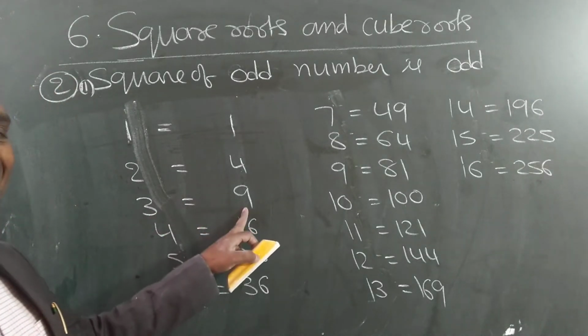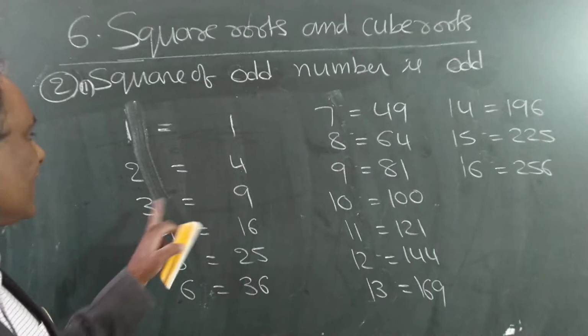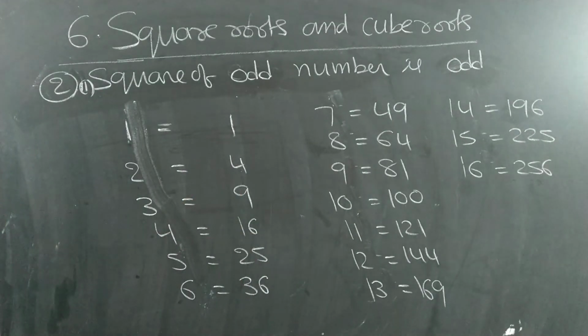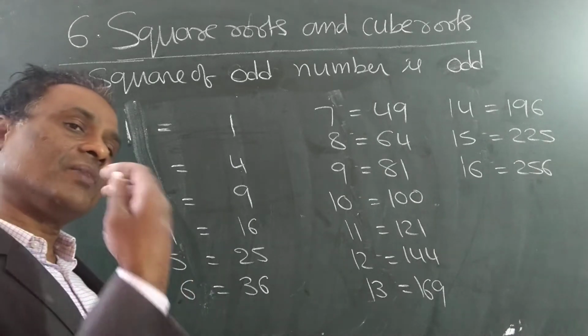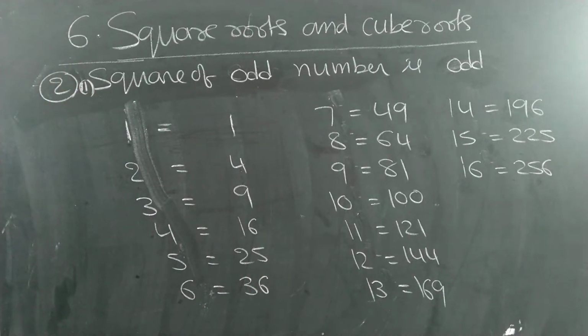3 square is 9. 3 into 3 is 9. 3 is odd, 9 is also odd. Square of even number is even. Square of odd number is odd.